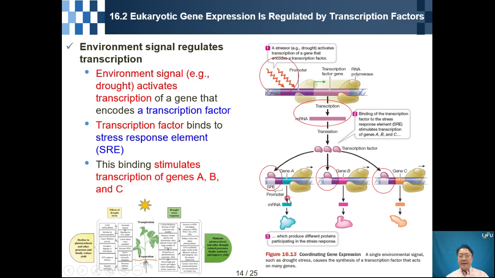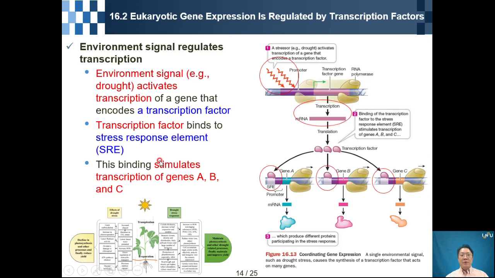Gene A makes protein A, and protein B and protein C. Each protein participates in this drought stress response. If there is no water, maybe the plant's root length will increase. Maybe protein A, protein B, and protein C are involved in this process, I think.